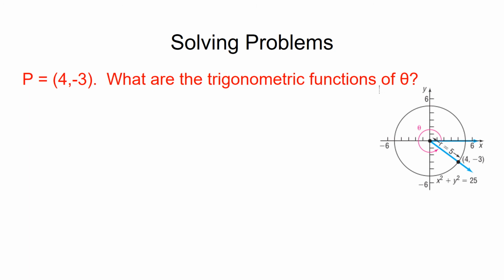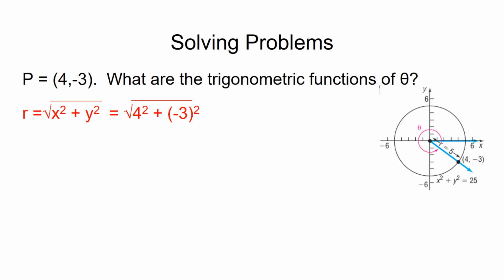Now we are ready to solve some problems. We have a circle with position angle theta with a point on the circle, where the terminal side of the position angle terminates at (4, -3). We'd like to find the trig functions. Even though we don't know theta, we can find its trig functions easily.